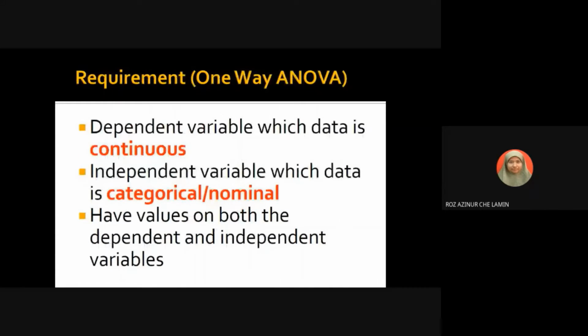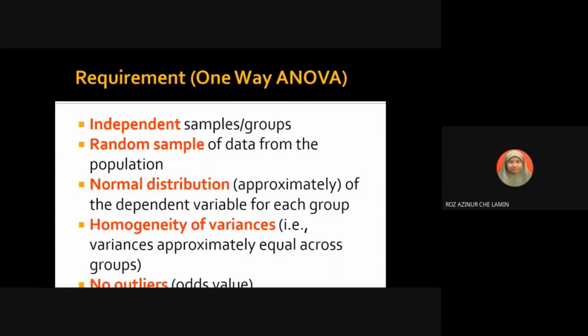The requirements for one-way ANOVA: the dependent variable must be continuous, the independent variable must be categorical or nominal, and there must be values on both the dependent and independent variables. The samples or groups must be independent, random samples of data from the population, with approximately normal distribution of the dependent variable for each group, homogeneity of variance, meaning variance is approximately equal across the groups, and no outliers.